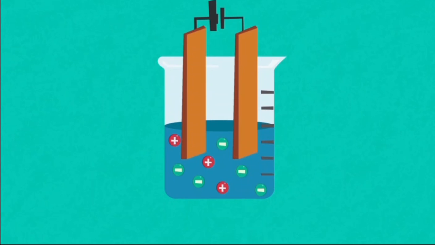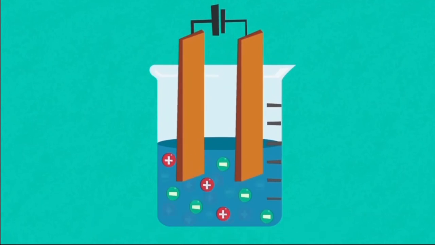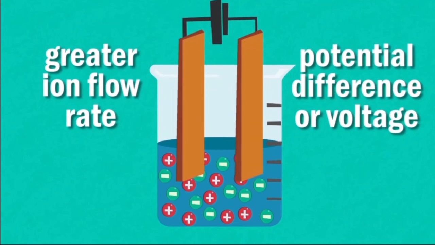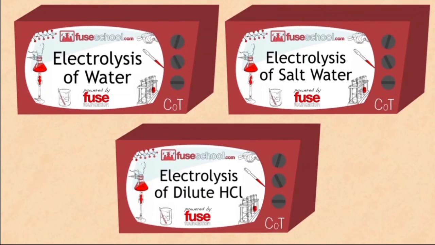Remember that electrolysis can also take place in ionic solutions as well as molten compounds. The more concentrated the solution, the greater the ion flow rate. Ion flow rate can also be increased by increasing the potential difference or voltage across the cell. We will be studying several examples of electrolysis in more detail in other lessons, so stay tuned for that.